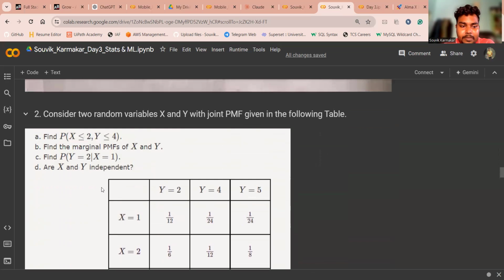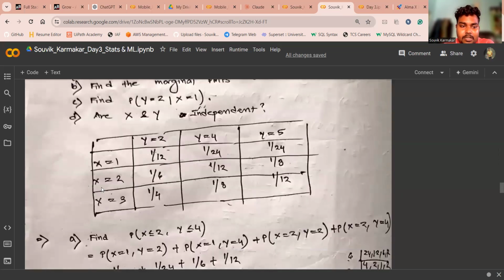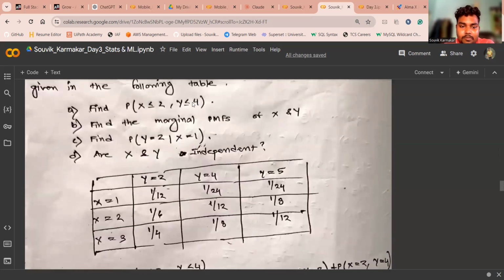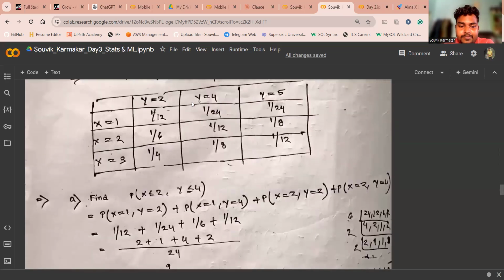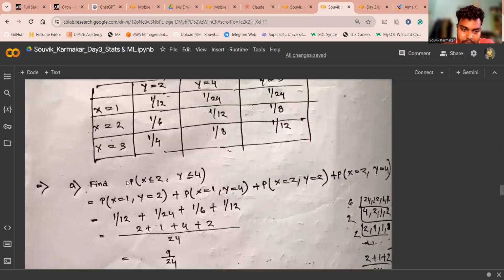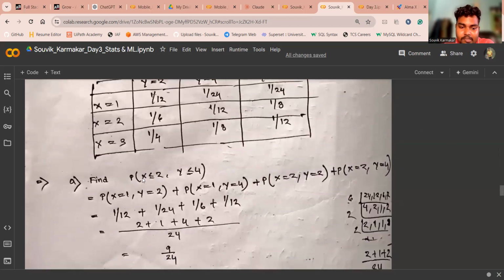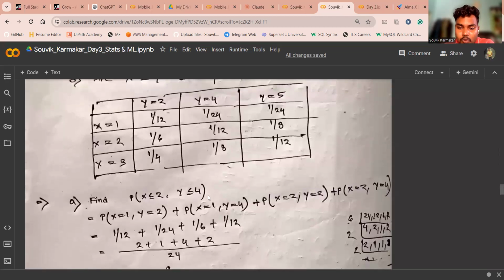So let's go one by one. The first thing is to calculate the probability of X less than or equal to 2 and Y less than or equal to 4. For that, we get four conditions. As given, X less than or equal to 2 means it can be 1 or 2, and Y less than or equal to 4 means it can be 2 or 4. So these are all the cases we have to consider: X equals 1, Y equals 2; X equals 1, Y equals 4; X equals 2, Y equals 2; and X equals 2, Y equals 4.